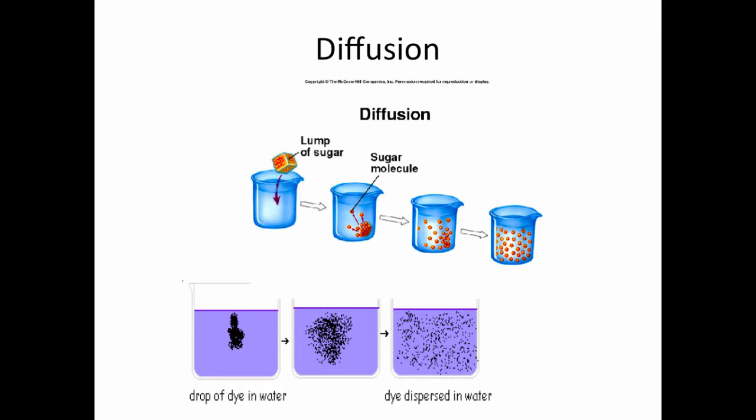Now, diffusion can be affected by temperature as well. So just like anything, when something is cold, it slows down the molecule movement. So diffusion takes a longer time when things are cold. And in heat, things speed up their motion. So when you heat up something, diffusion takes a much shorter time period.